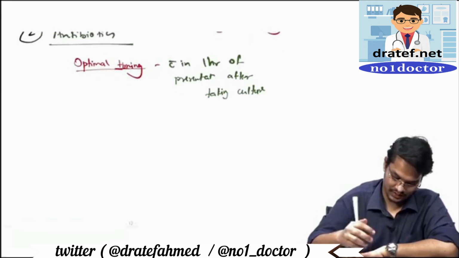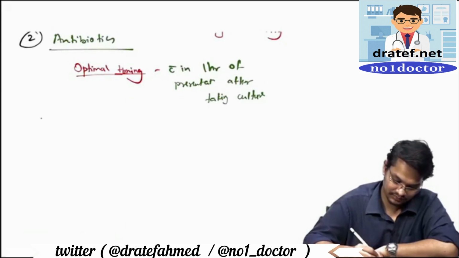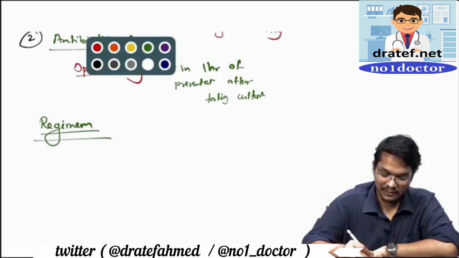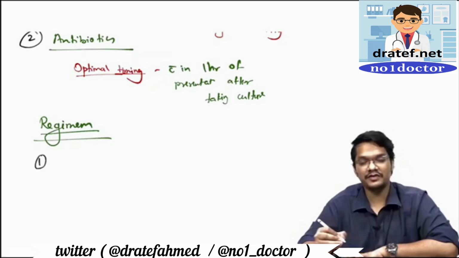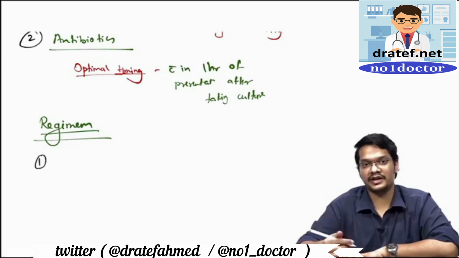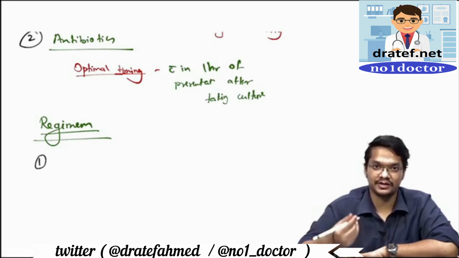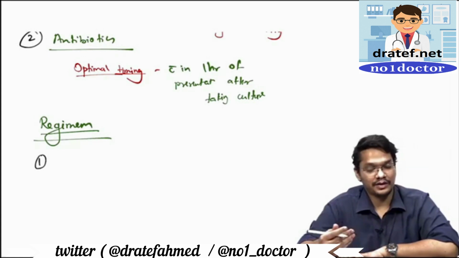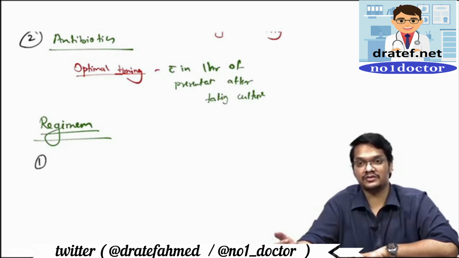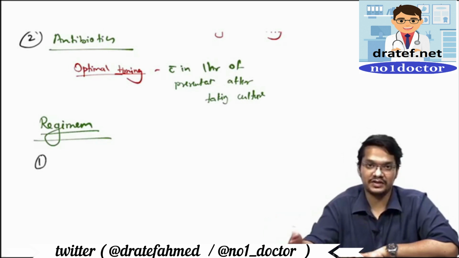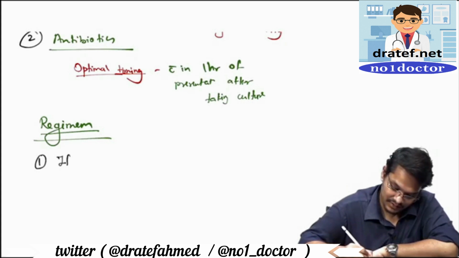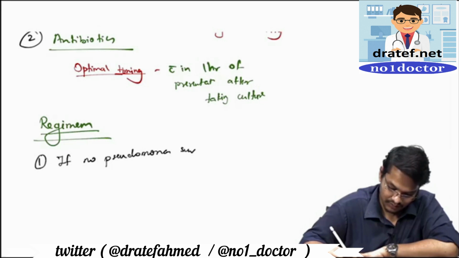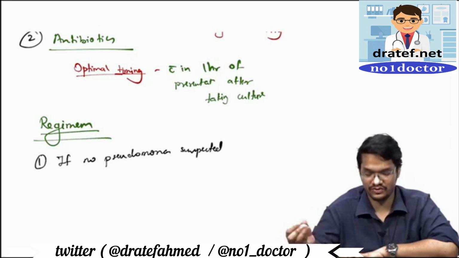Okay. Now what are the regimens used? The regimens are broadly divided into 2 categories. The first one, if we suspect that there is not going to be any pseudomonal infection or pseudomonal etiology, in this case the regimen is different. And if we suspect that Pseudomonas may be one of the causative organisms, then in that case the empirical regimen to be given is different. So first, if no Pseudomonas is suspected, this is the generally used regimen.